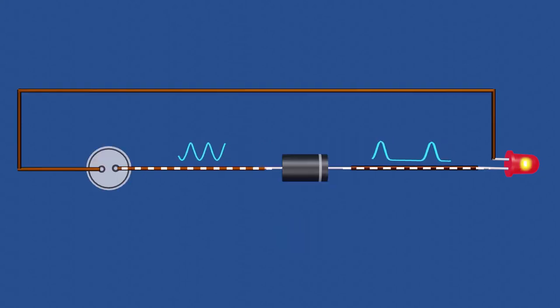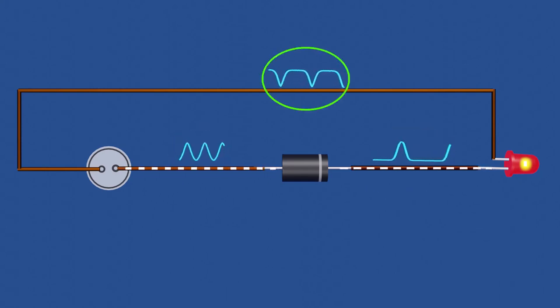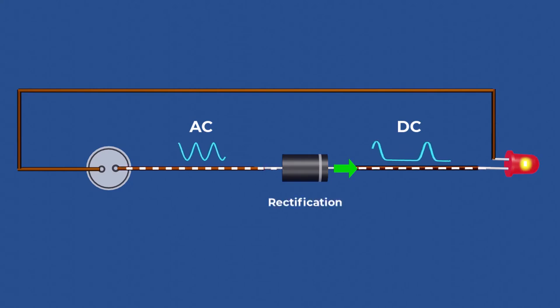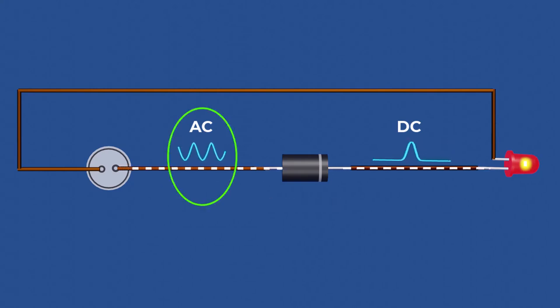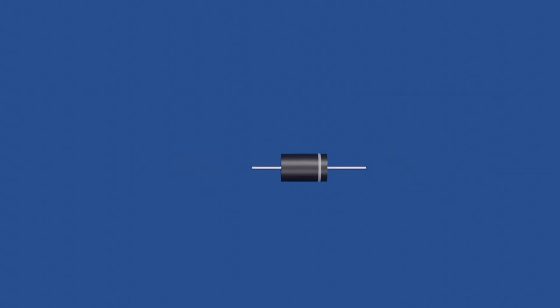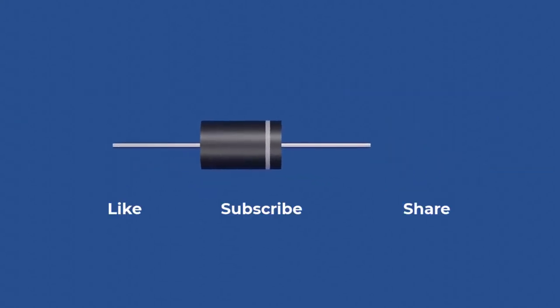Diodes have many applications in electronics, such as rectification, voltage regulation, and light emission. A diode converts alternating current to direct current by allowing the current to flow in only one direction. This process is called rectification. In an AC circuit, the current periodically reverses direction, whereas in a DC circuit, the current flows in only one direction. I hope this explanation helps you understand more about diodes and how they work.